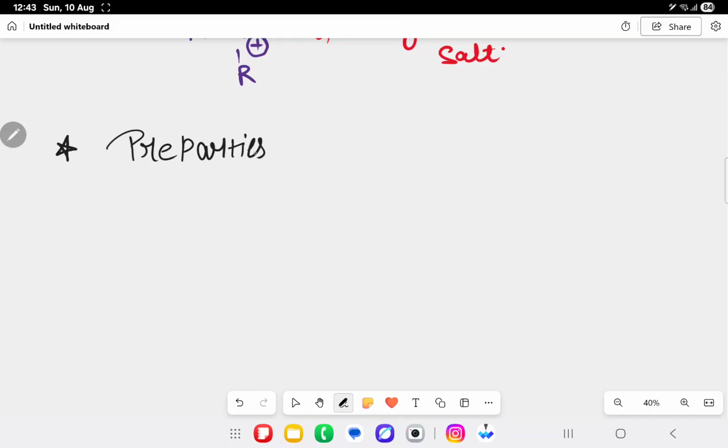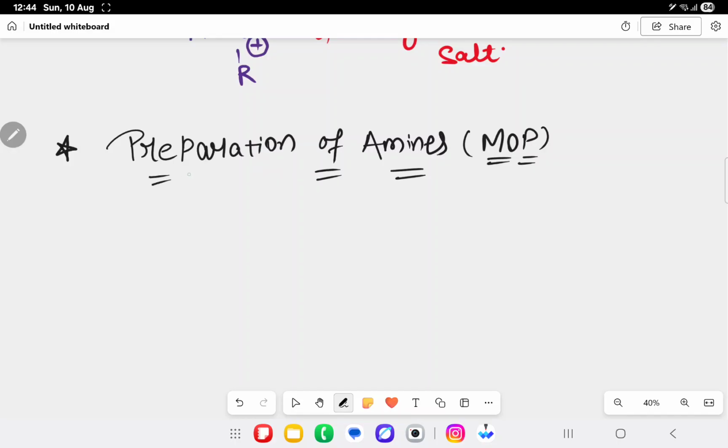Okay. After knowing this part, we know that whenever we are studying any chapter, we study it in 3 ways. First, we will know the preparation of the topic given. Second one, physical properties, and third one, chemical properties. The first topic we are going to see is preparation of amines. That is also known as method of preparation, MOP. That is preparation of amines.